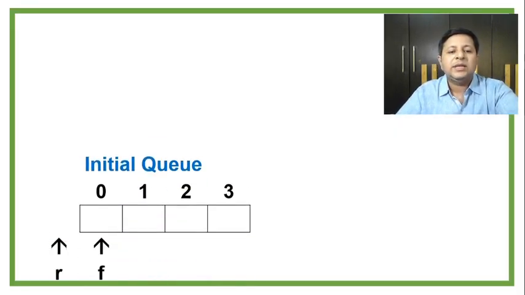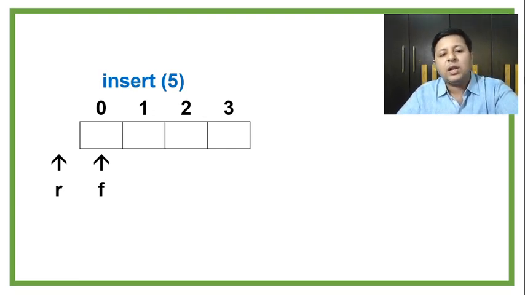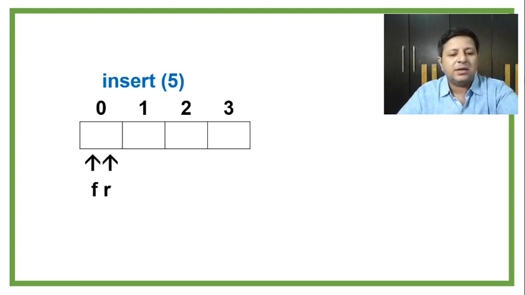Okay, so let's start with an initial queue. We can see here the max is being considered as 4, so we've got 0 to 3 as the indices of the elements. Let's start with insert. I have insert 5. Obviously what will happen is your R will be incremented in a normal fashion and your 5 will be inserted. So R is getting incremented and 5 is inserted.